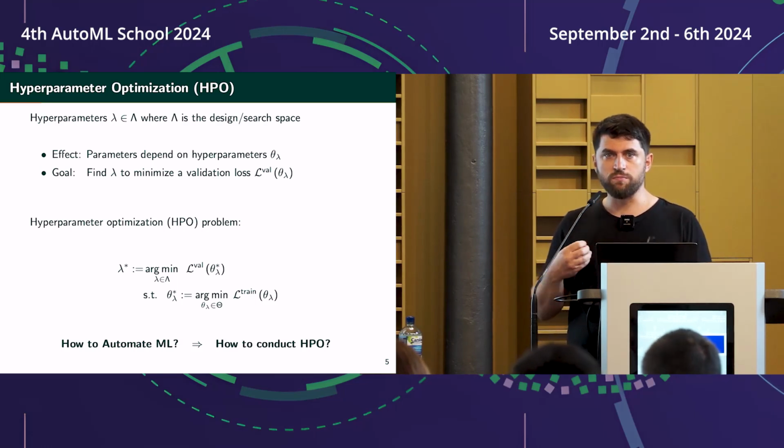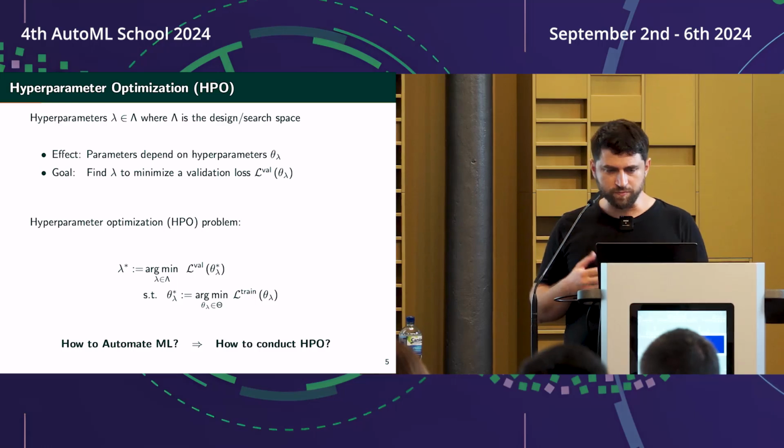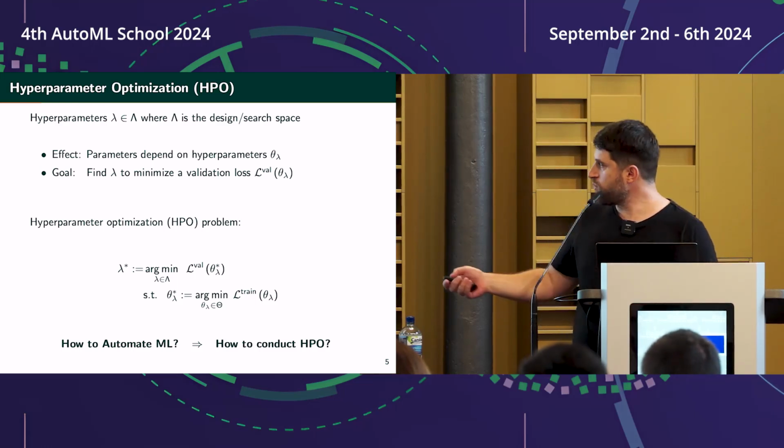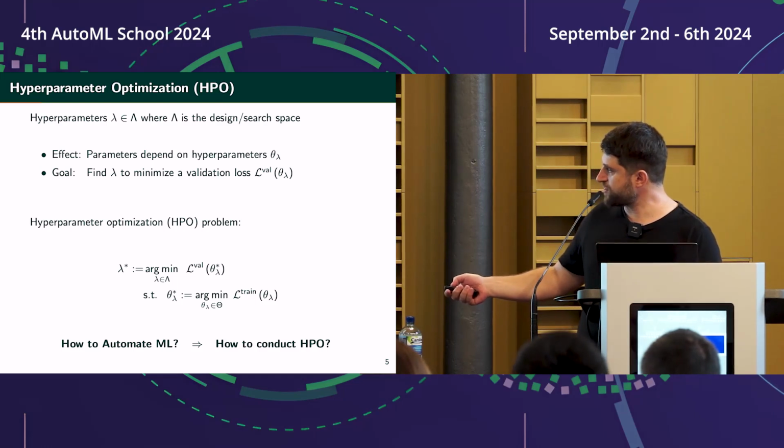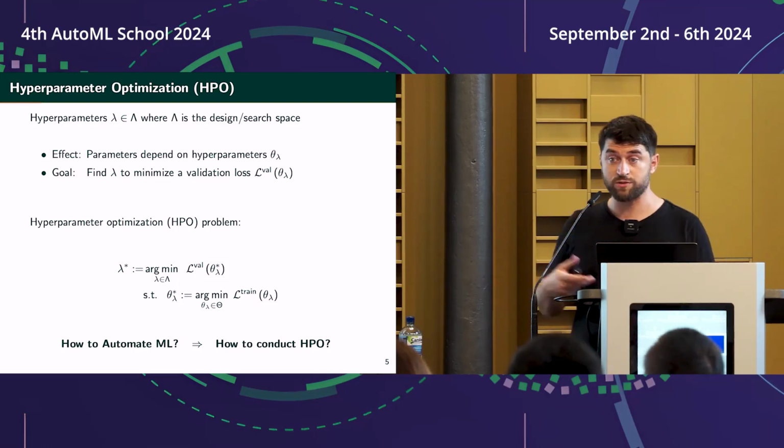And the entirety of those design choices defines the search space of our hyperparameters. From an optimization perspective, HPO as a problem is a bi-level optimization, where in the upper level we search for the optimal hyperparameters lambda star in the search space of our hyperparameters.